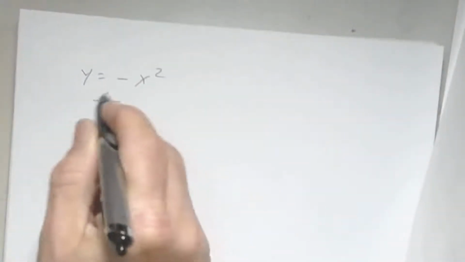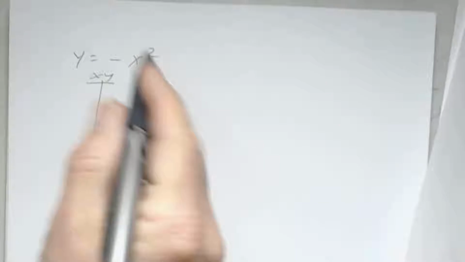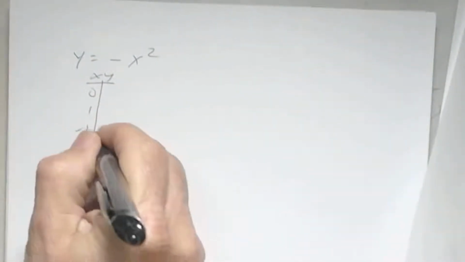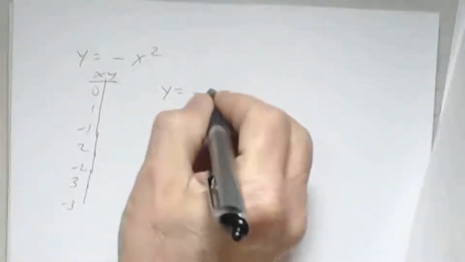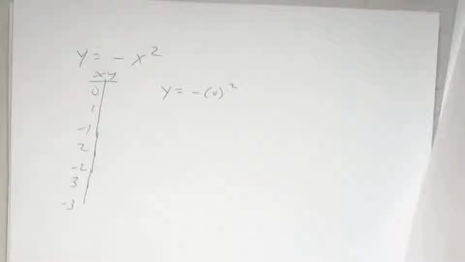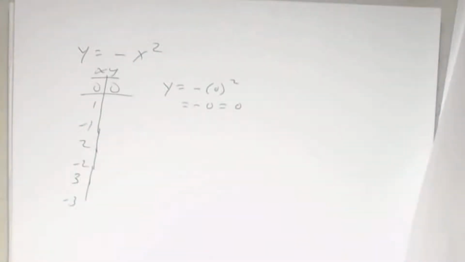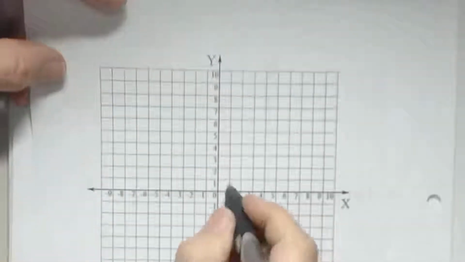Okay, so using a t-table: 0, 1, negative 1, 2, negative 2, 3, negative 3. So when x is 0, I get y equals the opposite of 0 squared. The only thing that's being squared is that 0, right? Now what's 0 squared though? 0. And what's the opposite of 0? 0. So I have the origin, so I plot the point of the origin. That's here.